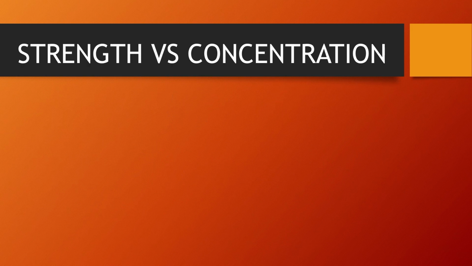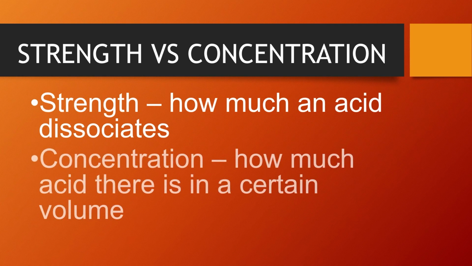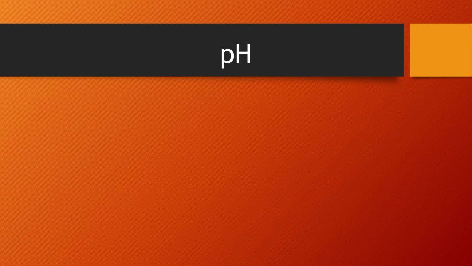Now, a common misconception is strength versus concentration. Strength is how much an acid actually dissociates, while concentration is just how much acid there is in a certain volume. And finally, the measure of pH.